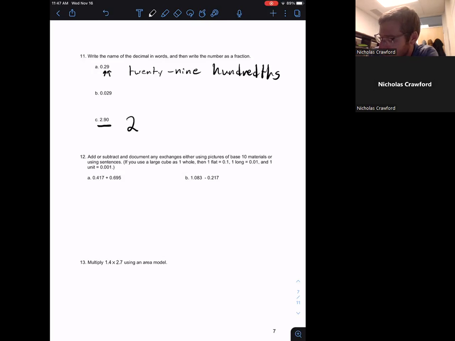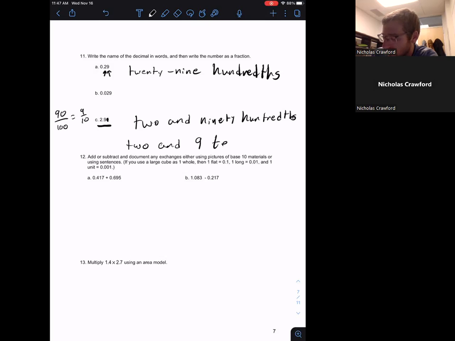Okay, so now let's try this one. So I have 2, 2, and I could say 90 hundredths, right? But let's take a look. 90 over 100 is 9 over 10. So I will write it as 90 hundredths because that's what it says. But let's pretend the 0 wasn't there. Then I could write this as 2 and 9 tenths. Okay.